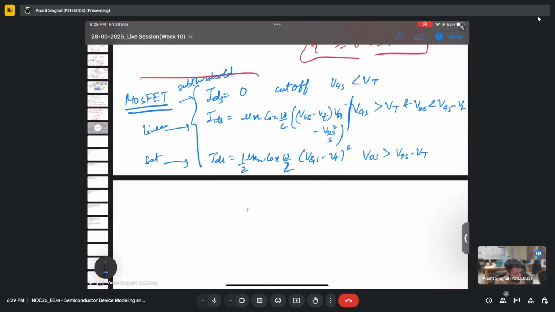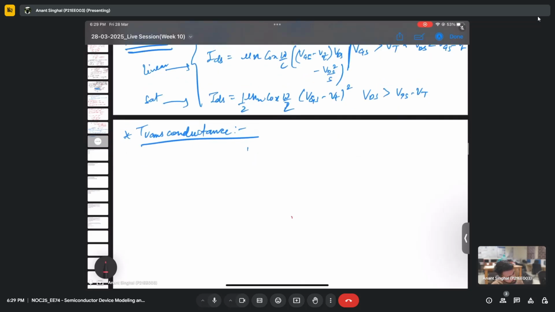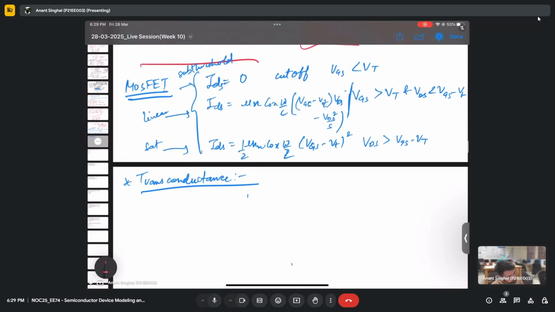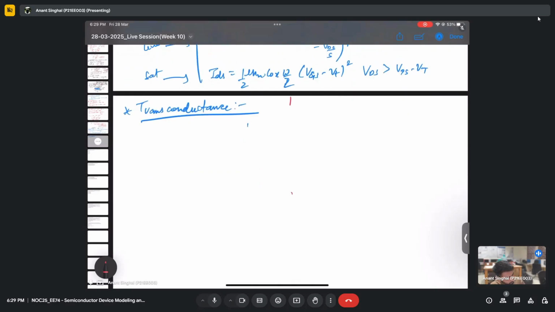So there are a few more terms that come out of it. The first main term is transconductance. Do you know what transconductance is, anyone? Change in ID current for the given change in VGS, the input voltage. Yeah, that is correct.